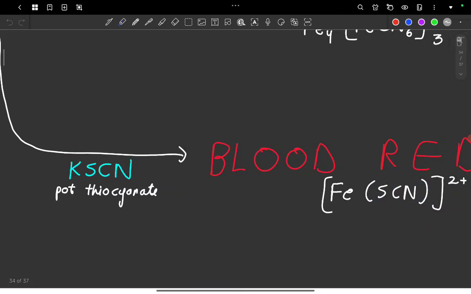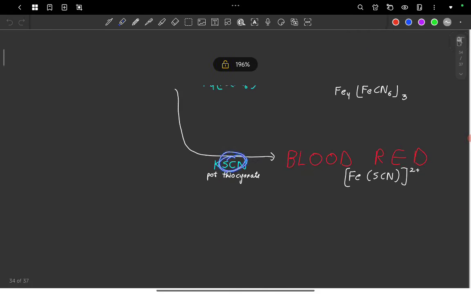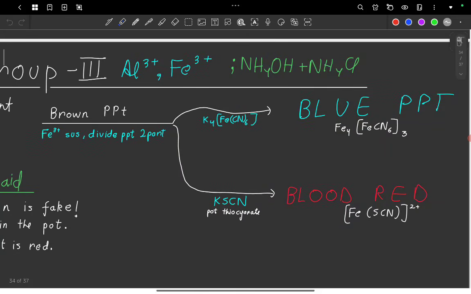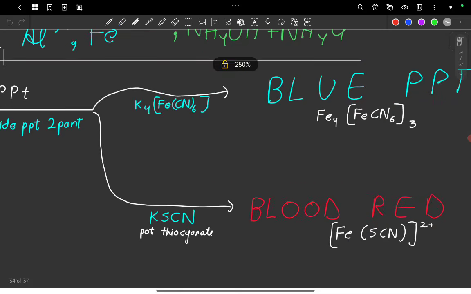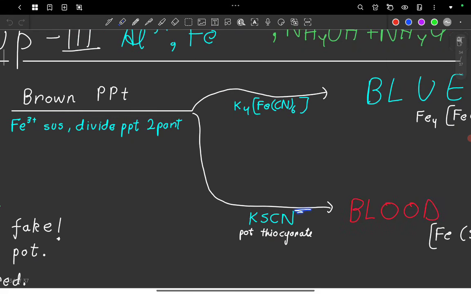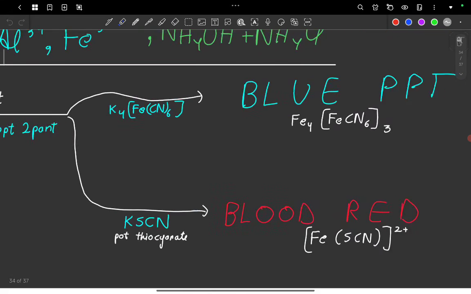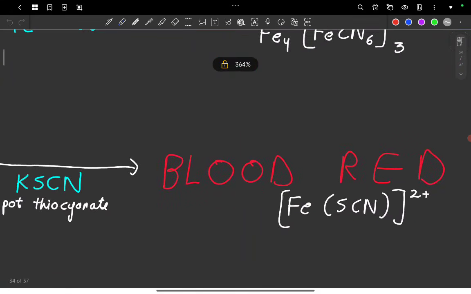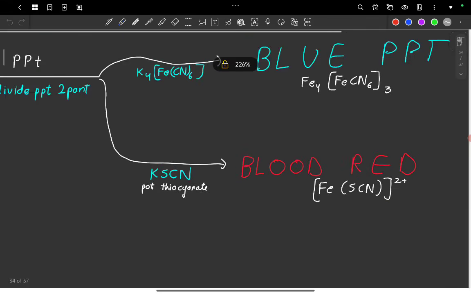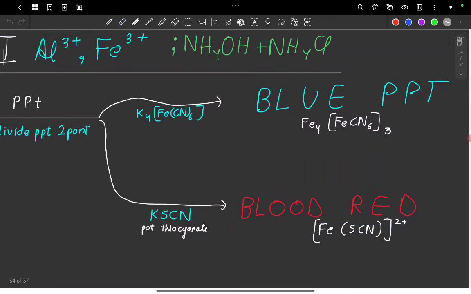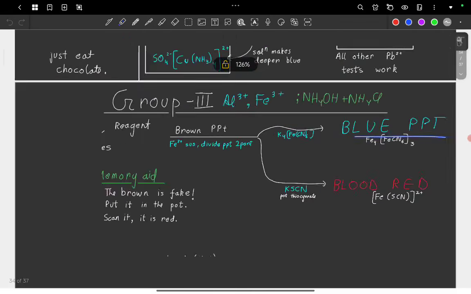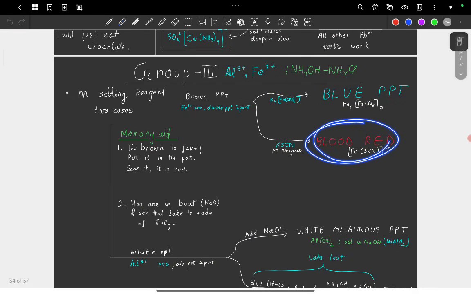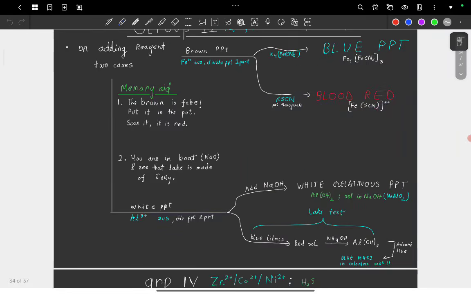And this is very easy to remember. The SCN just reacts with the Fe3 plus. And this has negative charge, this has 3 positive, so 3 minus 1 is 2 positive. So FeSCN 2 positive. Blood red color is formed. And the first part, blue PPT is formed. Okay. So this was also a direct PYQ, remember it.